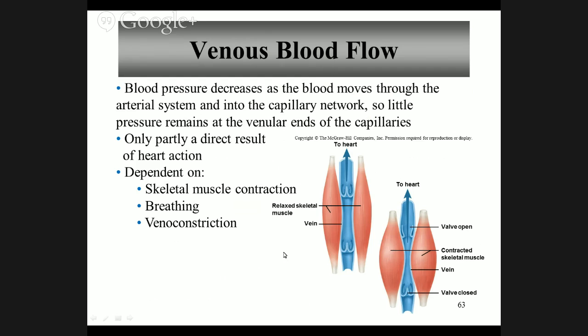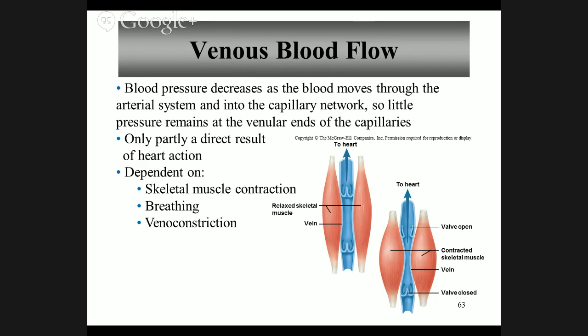Next slide talks about venous blood flow. Blood pressure decreases as the blood moves through the arterial system into the capillary network. So little pressure remains at the venular ends of the capillaries. It's only partly a direct result of heart action. It also depends on skeletal muscle contraction, your breathing, and venoconstriction.